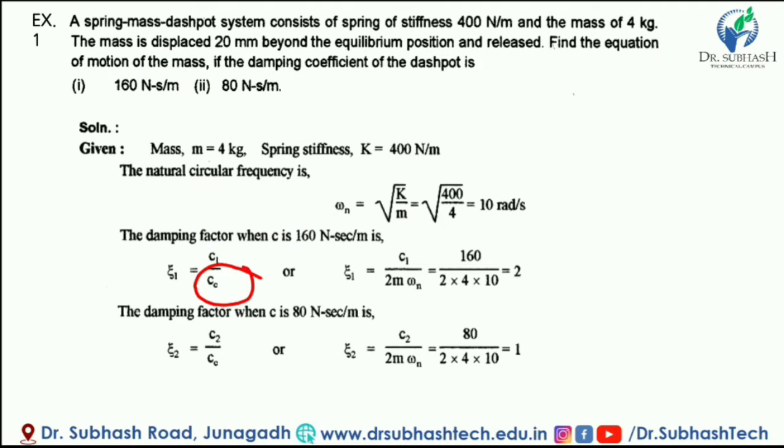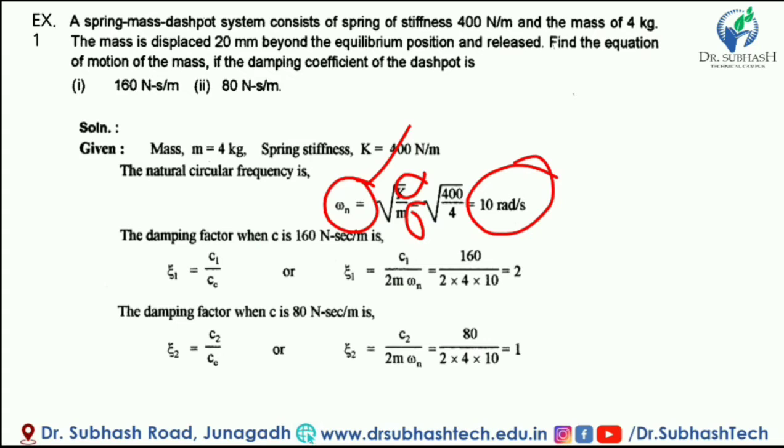The first damping coefficient is 160, and we have to find the critical damping coefficient. The critical damping coefficient is found with 2m omega n, where m is the mass and omega n is the natural circular frequency, or natural angular velocity. In a spring mass system, natural circular frequency is the square root of k upon m. Here we have the spring stiffness and mass, so we find omega n. It is 10 radian per second.